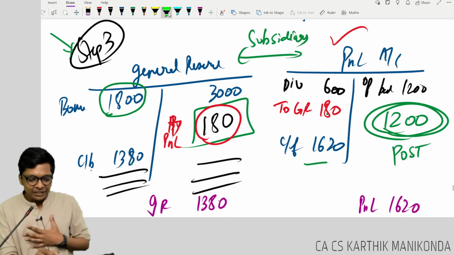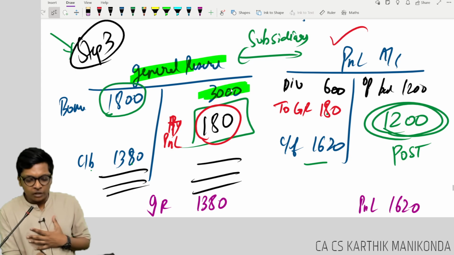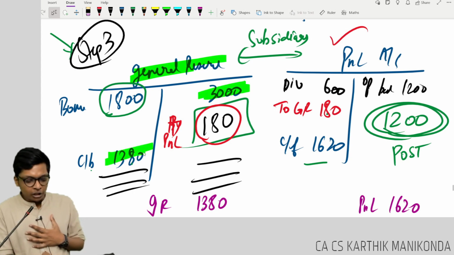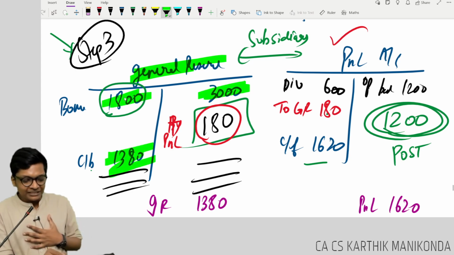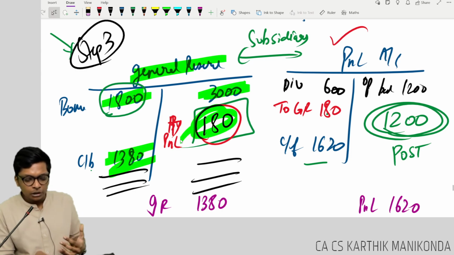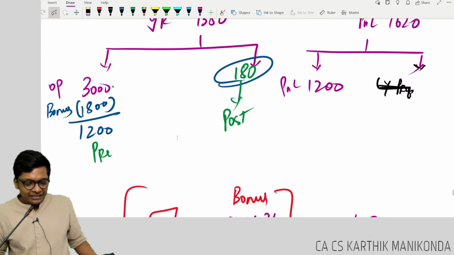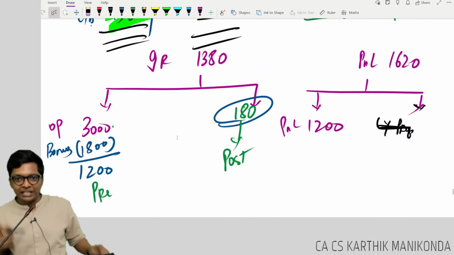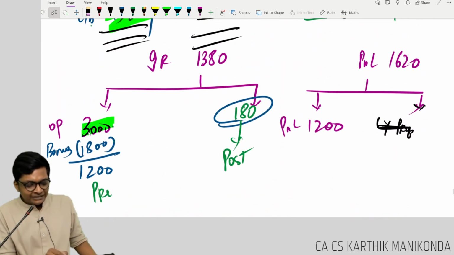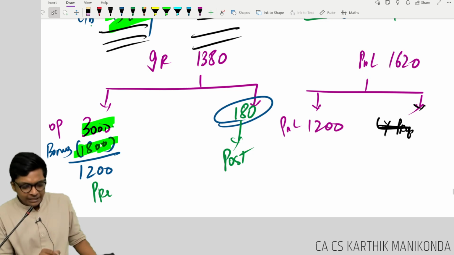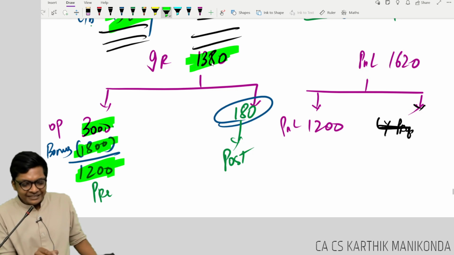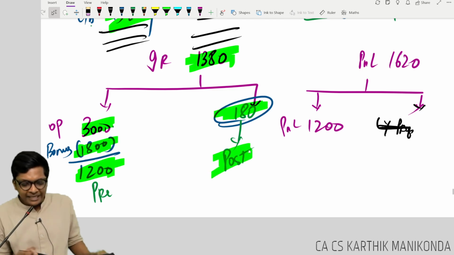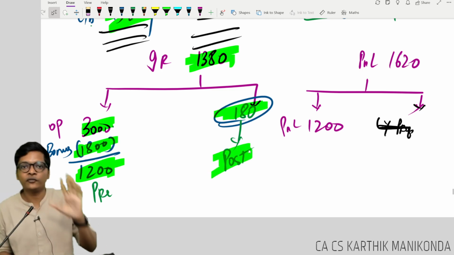I am again repeating. Look at this. General reserve has an opening balance of 3000, closing of 1380. Bonus declared. So the missing figure is 180, which came from P&L. Same thing if I prepare in that usual chart which I do. Opening is 3000. Out of that, bonus declared is 1800. So balance opening is 1200, but closing is 1380. So 180 came this year from my P&L. So it is post. Are you following up?